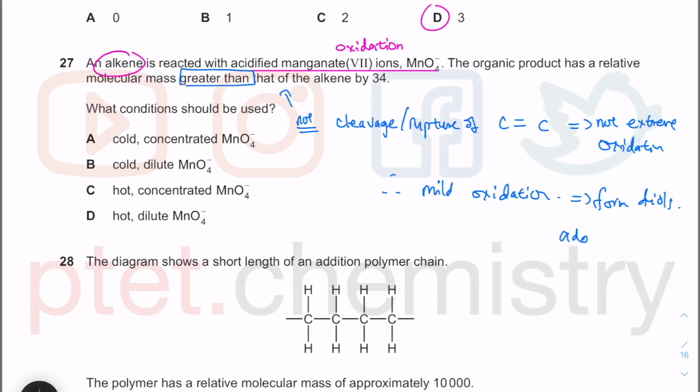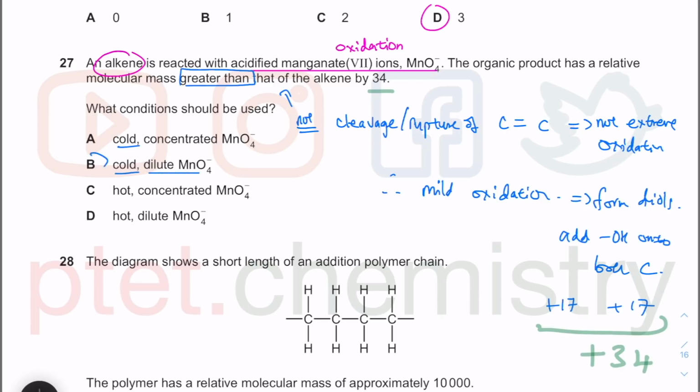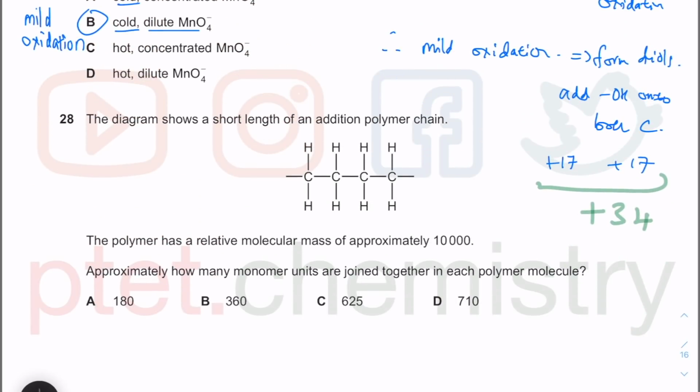So add OH onto both carbons. If you add OH onto both carbons, you get plus 17 and plus 17, because OH is 16 plus 1, plus 17 onto both carbons. Altogether, you get plus 34, and that must be cold and dilute acidified KMnO4. This is the mild oxidation of the alkene carbon-carbon double bond. If you rupture, you will end up with lesser mass compared to the starting alkene, because you will rupture this totally, depending on the 3 different types of functionality you have on the alkene, as stated in the oxidation of alkene syllabus.